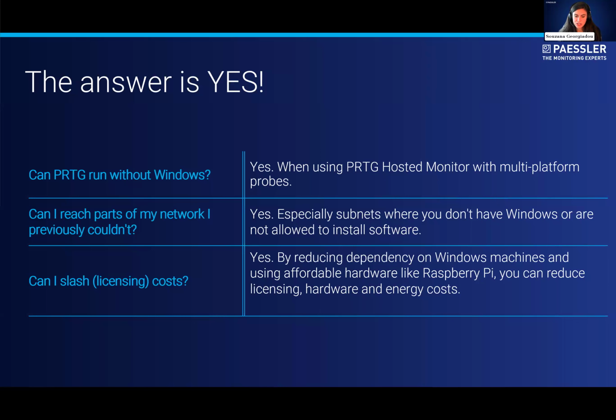And another question that we are asked is, can I slash down licensing costs? And the answer there is also yes, because now you can reduce the dependency on Windows licenses and use other software, like, for example, the Raspberry Pi, that is more affordable, and then save costs in that way. So licensing costs, hardware and energy costs.